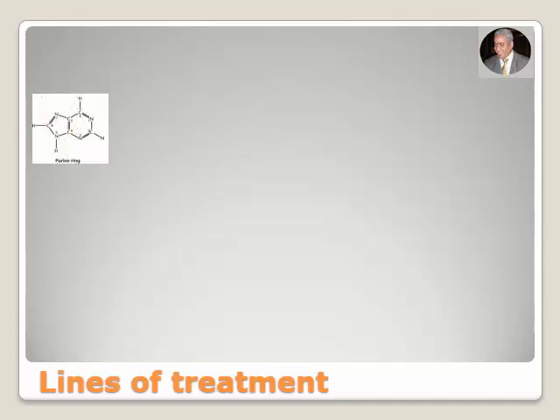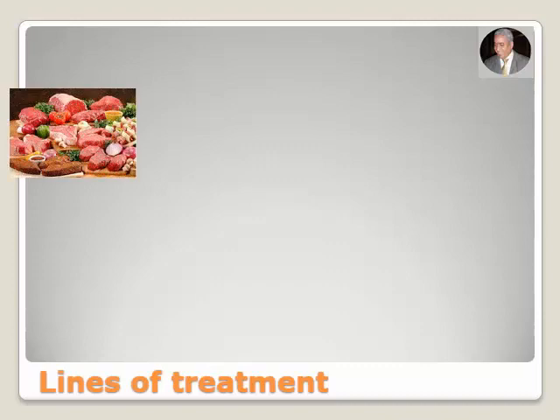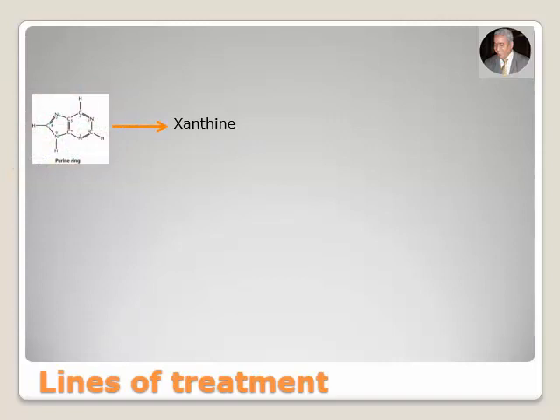This is the purine ring, the precursor of uric acid. Purines are present in highly cellular foods, for example meat, liver, etc. Inside the body, purines are converted into xanthine. And the xanthine is oxidized by the enzyme xanthine oxidase, or simply, XO, into uric acid.